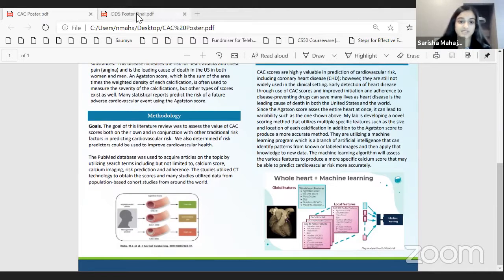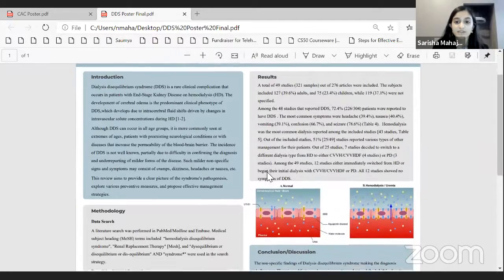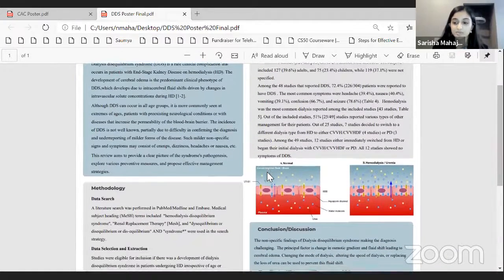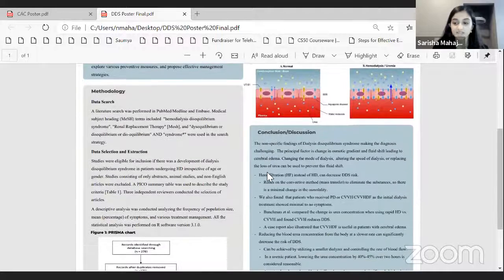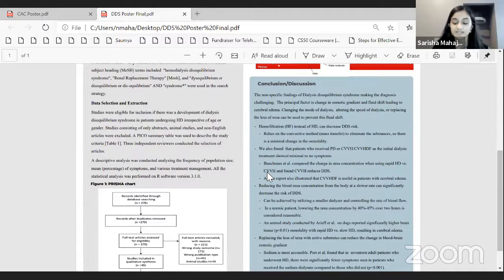So the second poster that I have is on when I was working with Dr. Reyna's research group, and it is a literature review on dialysis disequilibrium syndrome, which is a rare clinical complication that occurs in patients on hemodialysis, and it's characterized by cerebral edema. So in our literature review, we found that there are 3 main ways to prevent or manage DDS. First is changing the mode of dialysis to peritoneal dialysis.